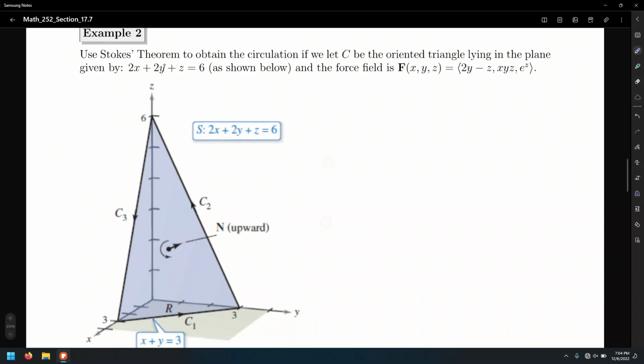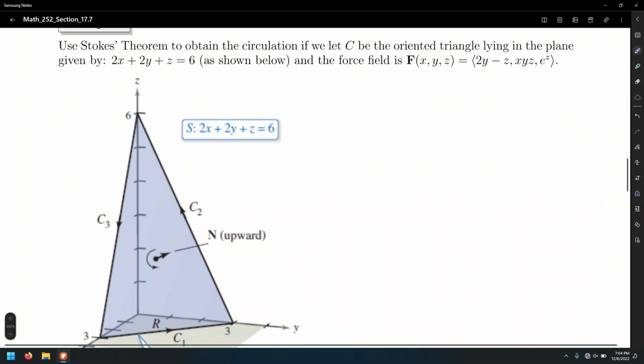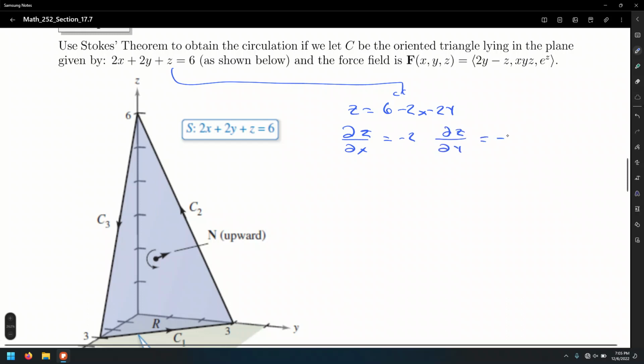Number 1, well, now that we have this surface here, I'm going to solve for z. That's 6 minus 2x minus 2y. And from here, I'm going to take the partial derivatives: partial of z with respect to x, which is negative 2, and partial of z with respect to y, that's also negative 2. All right?